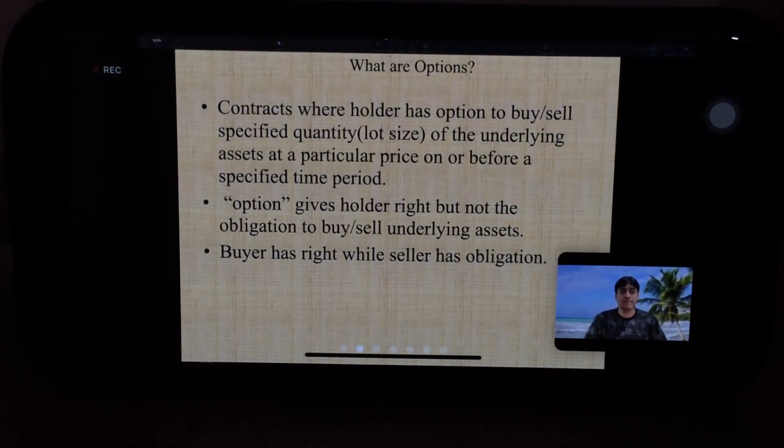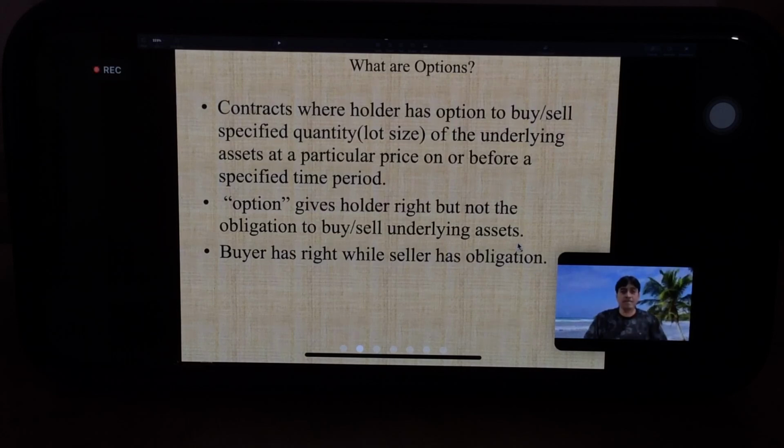Options are contracts where holder has option to buy or sell specified quantity, that is lot size, of underlying asset at a particular price on or before a specified time period. Right, underlying asset means if you are buying Reliance option, then Reliance Industries spot will be underlying asset. If you are buying gold option, then gold, physical gold will be underlying asset at a particular price on or before a specified time.